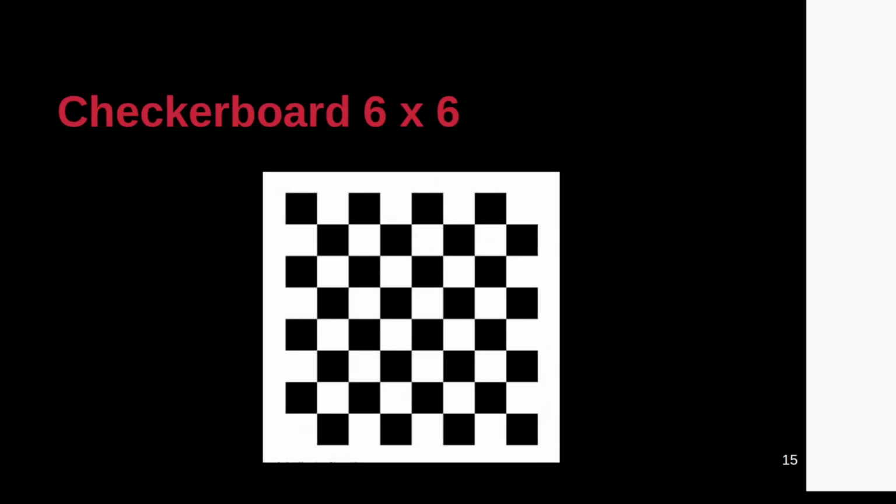This checkerboard test pattern has 8 squares across and 8 squares down. The program uses only the inner corners of the squares for calibration. The parameter values are 6 by 6.